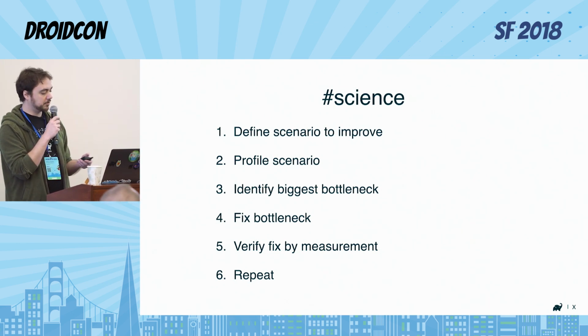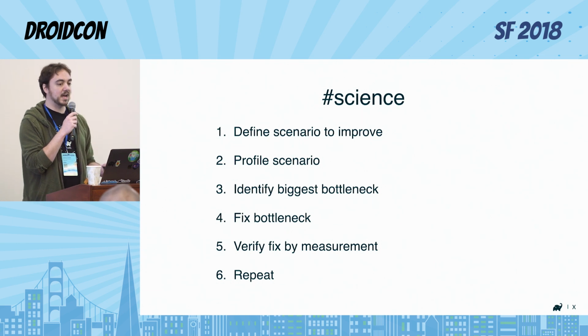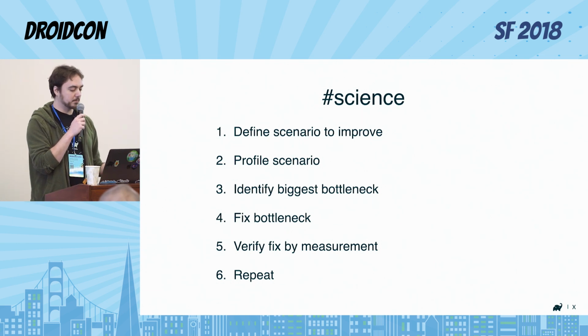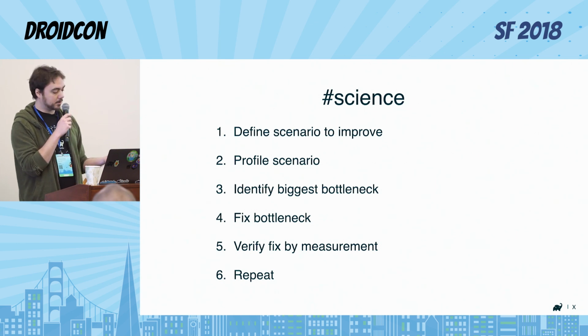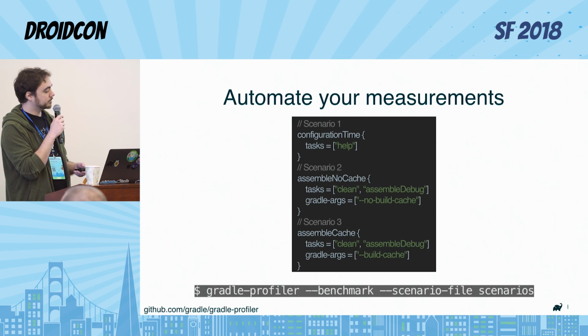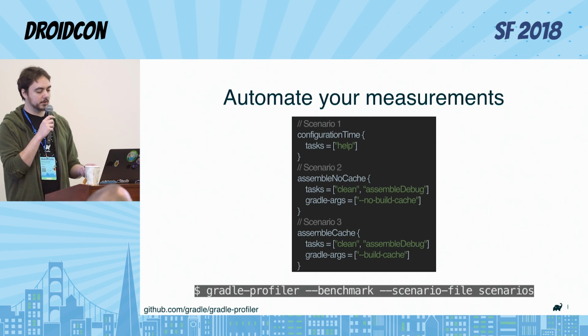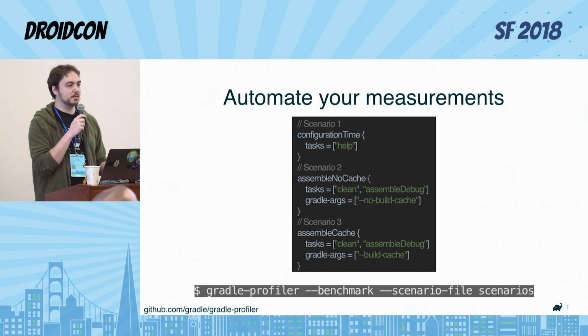Maybe you want to speed up the iteration time while changing code in your app module. Or how long does an incremental build take with the change of a single line of code? And that's actually really easy to model with the Gradle Profiler tool. We're all developers here, let's be honest. We don't want to do anything manually.